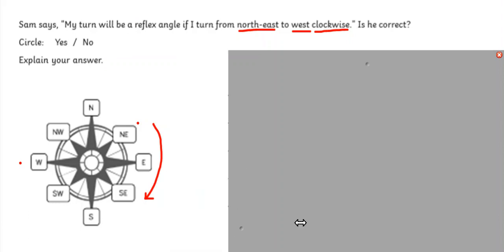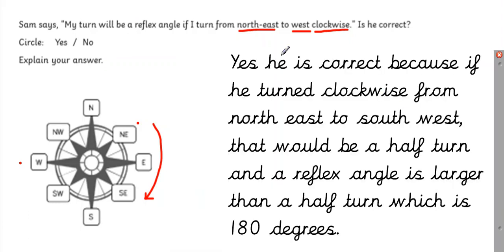Okay, let's have a look at the answer then. So, yes, he is correct, because if he turned clockwise from northeast to southwest, that would be a half turn. Remember it's a straight line there from northeast to southwest, so that would be my half turn. And a reflex angle is larger than a half turn. As you can see, we've still got this bit here to go to get to west, so that must mean that it is correct. Well done if you got that right.